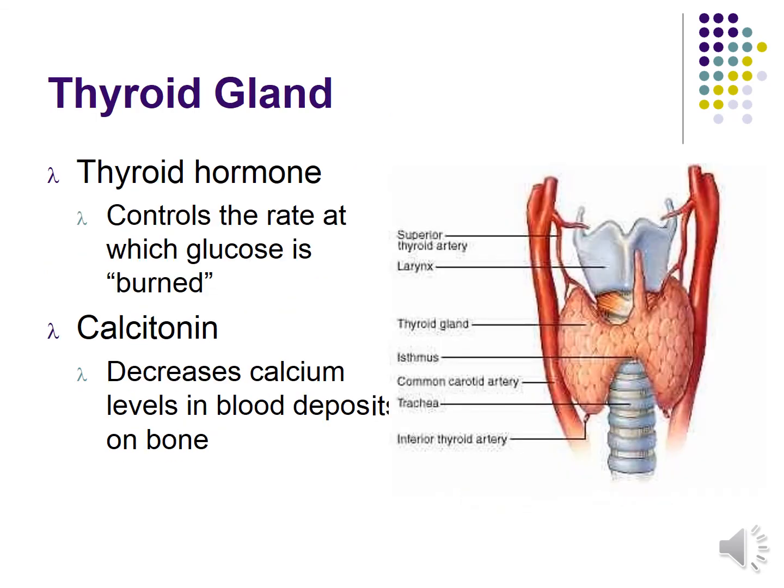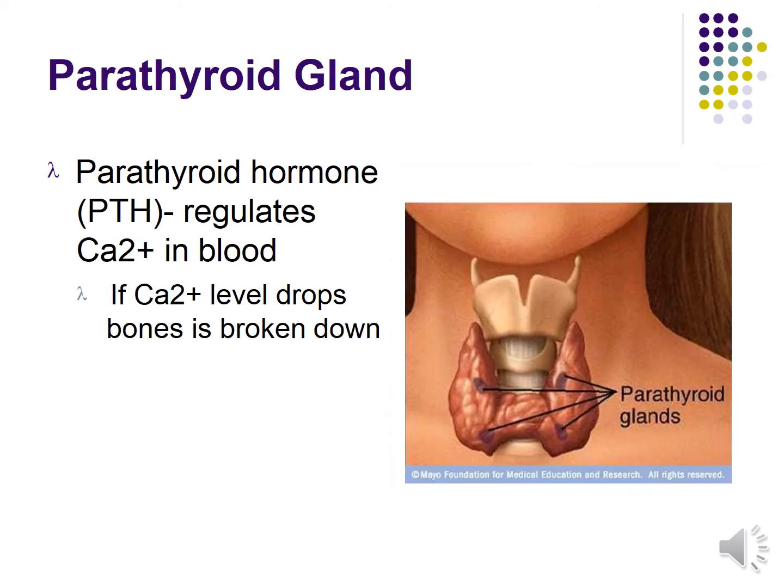Thyroid gland. Thyroid hormone controls the rate at which glucose is burned. Calcitonin decreases the calcium level in the blood and deposits it on bone. Parathyroid: parathyroid hormone, or PTH, regulates the calcium in the blood. If the calcium level drops, bone is broken down.